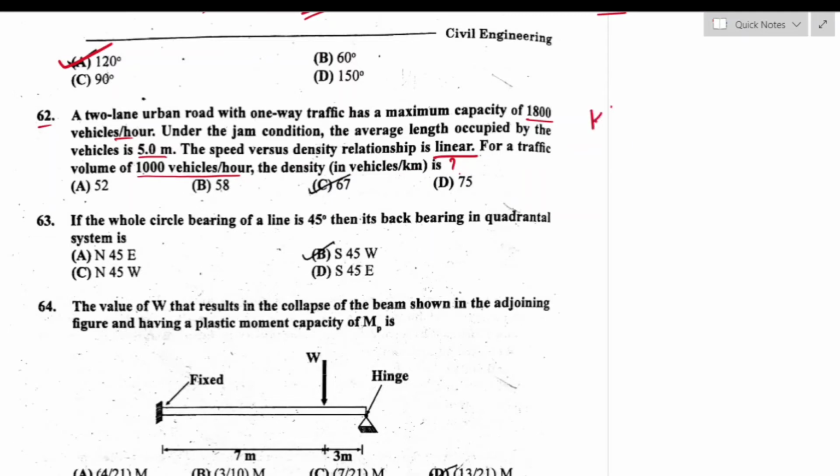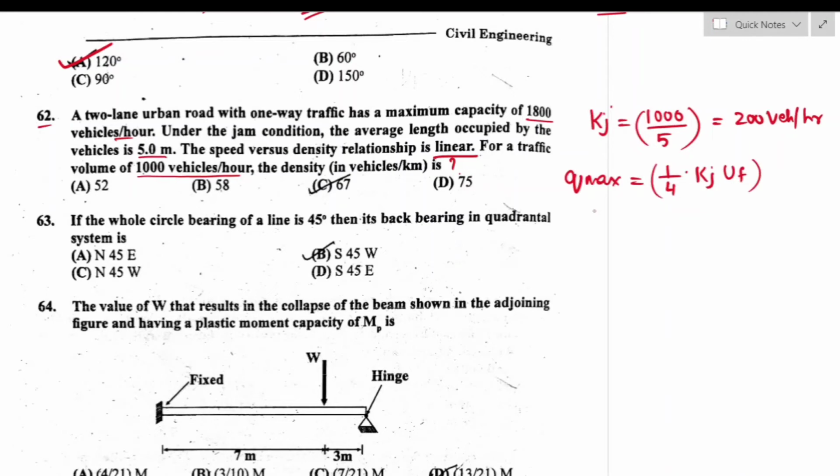Jam density is given by maximum density of the vehicles divided by average length of the space occupied. So 1000 divided by 5 is equal to 200 vehicles per hour. We know that the maximum flow of a traffic is given by 1 by 4 of jam density into free flow speed. Maximum flow for a one-way traffic is 1800 divided by 2, is equal to 1 by 4 of jam density, which is 200 vehicles per hour.